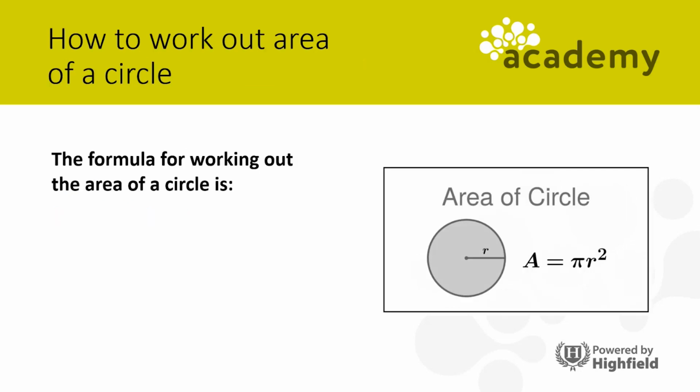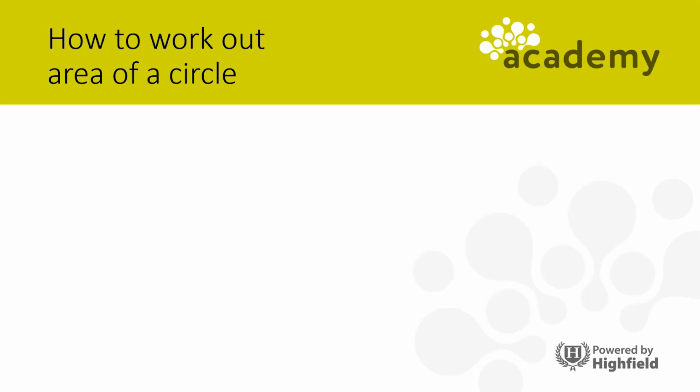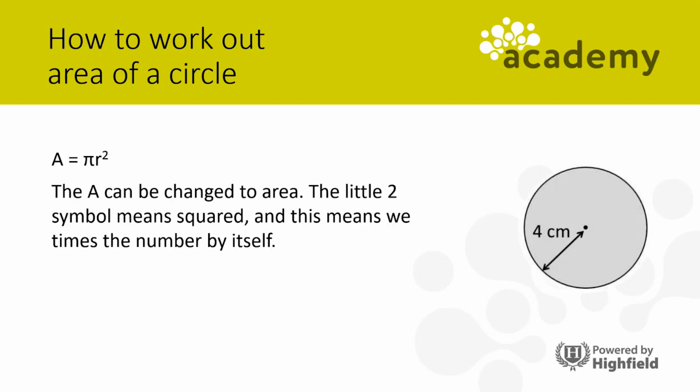So the formula for working out the area of a circle is A equals pi r squared. What does this mean and how do we work it out? The A can be changed to area, and the little 2 symbol means squared, and this means we times the number by itself. So the area equals pi r squared.